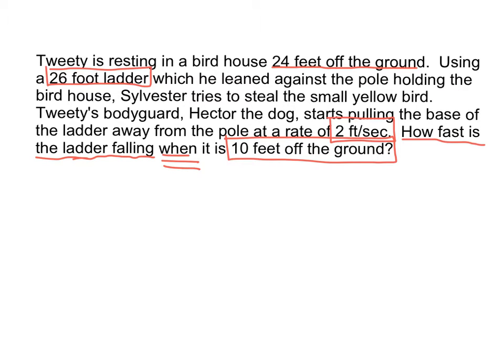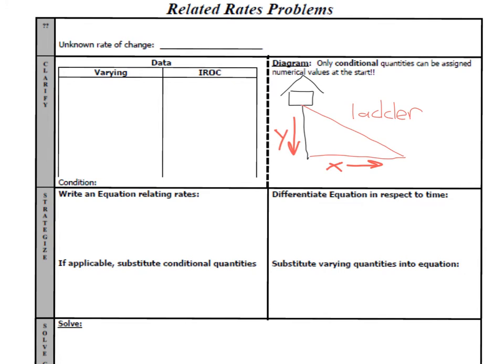So I'm going to go to my protocol. And the first thing I ask myself, what is the unknown rate of change? So we are wanting to know how fast the ladder is falling. So according to my diagram, I labeled the height y. So I'm wanting to find dy dt. Now it always helps to have a diagram, so I've already started my diagram here. And let's talk about the three aspects of this picture.